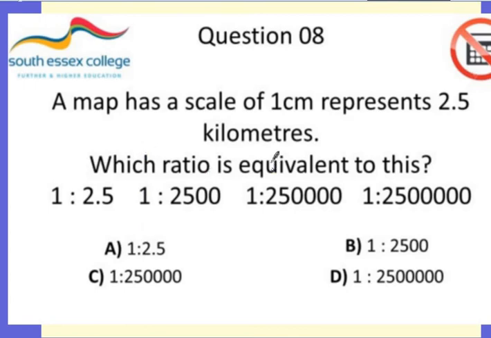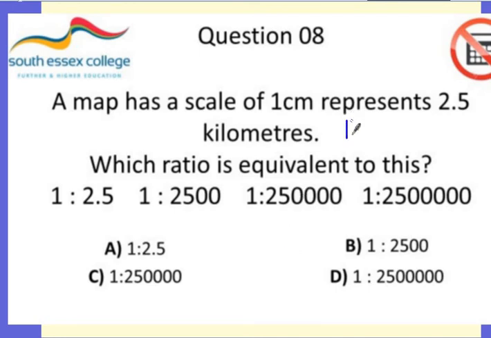How about if a map has a scale of 1 centimetre represents 2.5 kilometres? What ratio is equivalent to this? Can you remember how many centimetres there were in a kilometre? Pause the video. Is it A, is it B, is it C, or is it D?